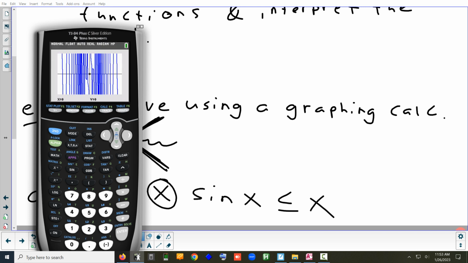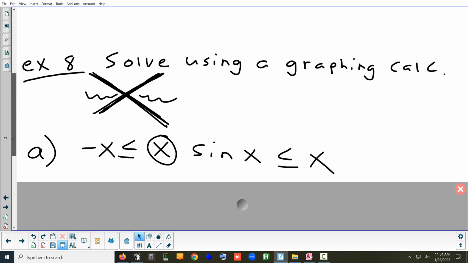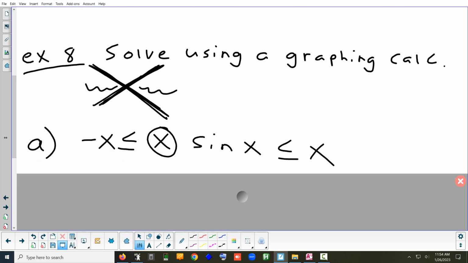So let's do negative x. Let's do positive x. And then let's do x sine x. You have to change the window, and I gotta change my window. Negative x is blue, positive x is red, and x sine x will be the one in black. So we're looking for where the black graph is between the blue and the red.